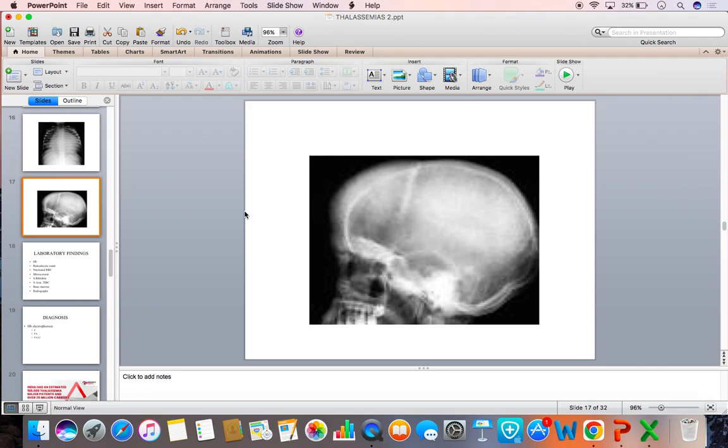X-ray skull, lateral view, showing the hair-on-end appearance. There is a widening of the diploic space of the skull bones, and the bridging veins are stretched, showing the hair-on-end appearance due to erythroid hyperplasia.